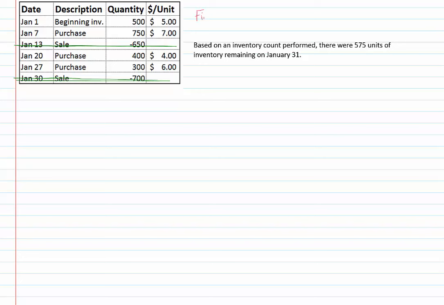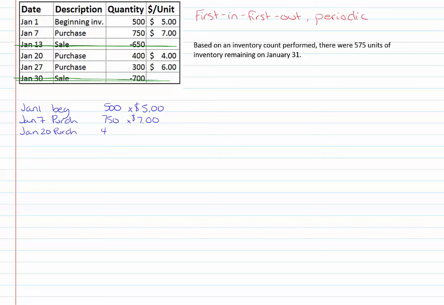And I'm just going to make a note that we are under FIFO, first in, first out, and we're using a periodic method. Now remember, under inventory costing, our whole goal is to calculate cost of goods sold. And I'm going to go ahead and list out our beginning inventory, all of our purchases we made throughout the month. And you'll remember from your periodic income statement calculation of cost of goods sold that beginning inventory plus purchases equals your cost of goods available for sale.